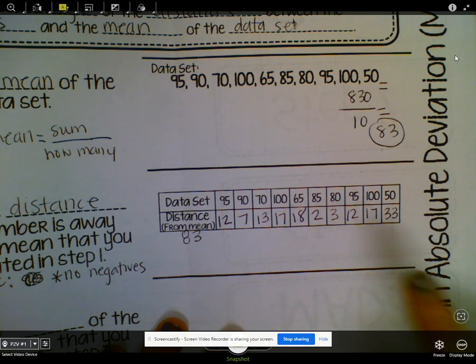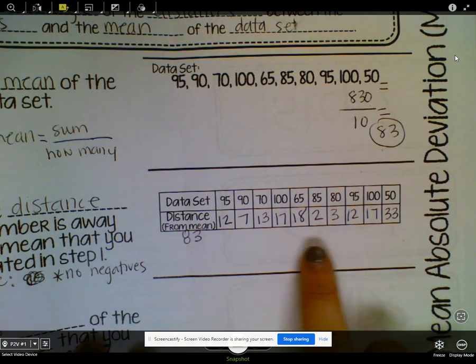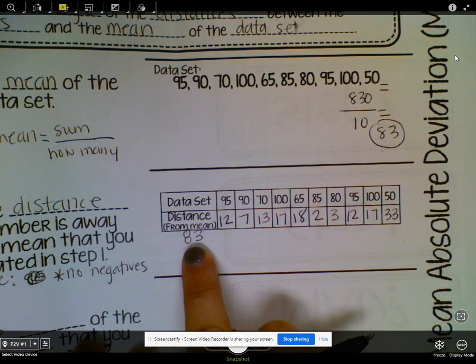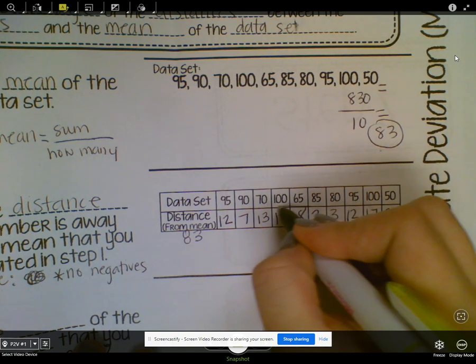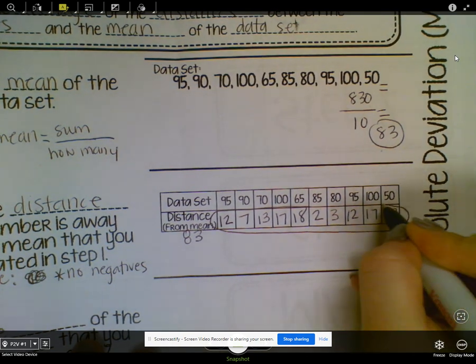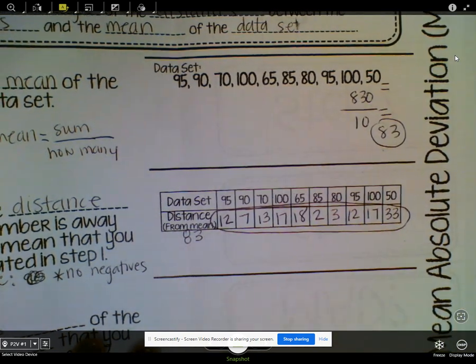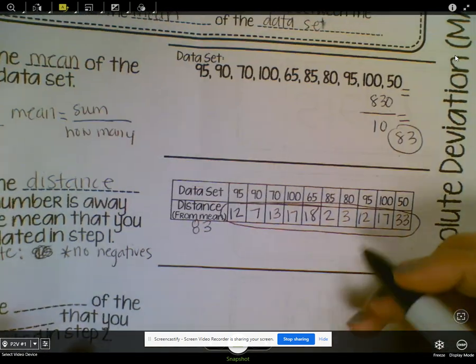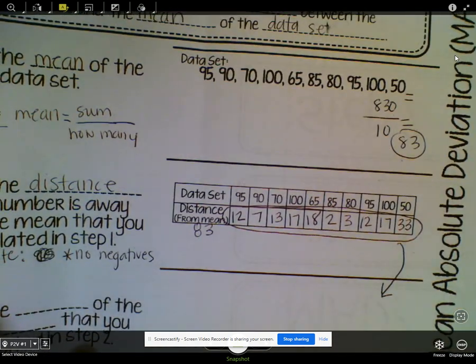Okay, so I've got all of these distances. That's telling you this number is that far away from my mean. So now I'm not worried about my data set anymore. These are how far away I am. Okay, so that's where I will use these down here.